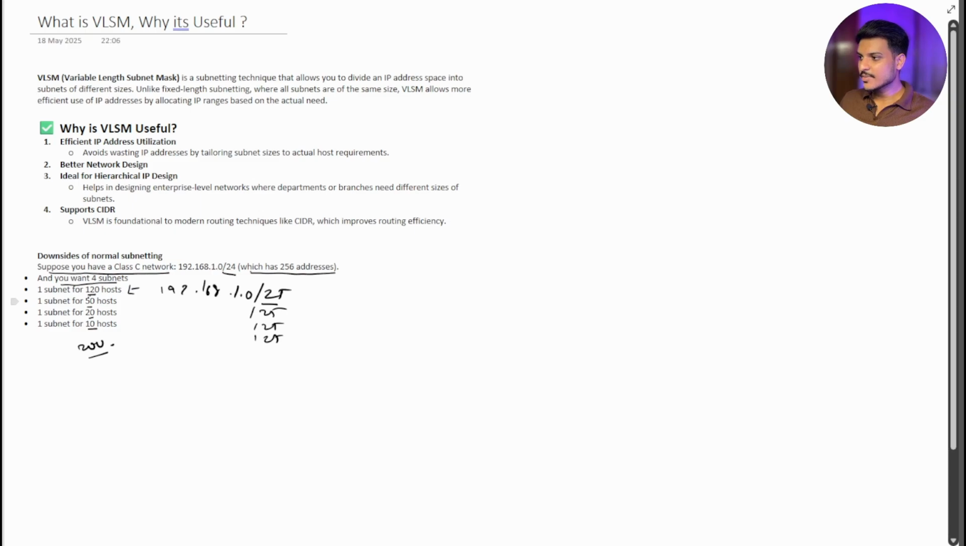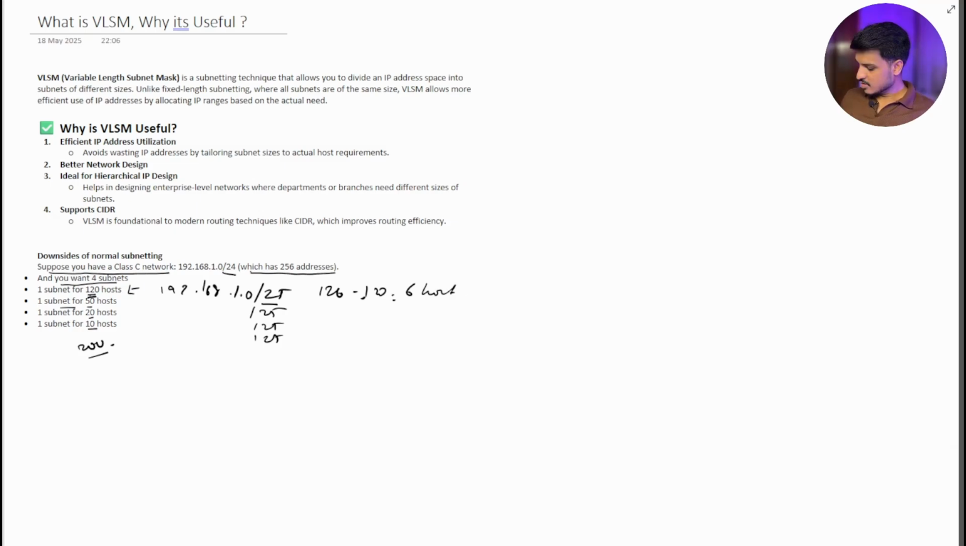In the first subnet there is a requirement of 120 hosts only, but with /25 notation the usable hosts are around 126. So 126 minus 120 gives us around 6 hosts that are getting wasted. That's okay. But in the second subnet only 50 hosts were required, and as it is with /25, the possible hosts will be 126 only. So 126 minus 50 is around 76 hosts that are getting wasted. You can see a lot of hosts are getting wasted.